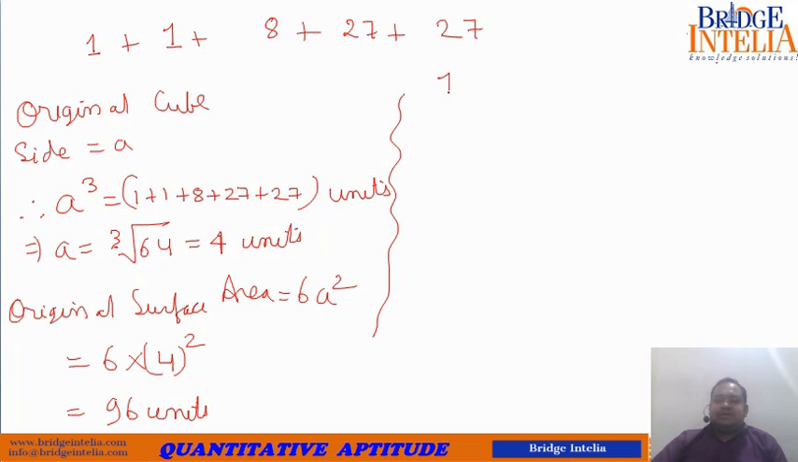Now let's see the new surface area. 1, 1, 8, 27, 27. So these are the volumes. So the edges will be 1, 1, 2, 3, 3, taking the cube root.